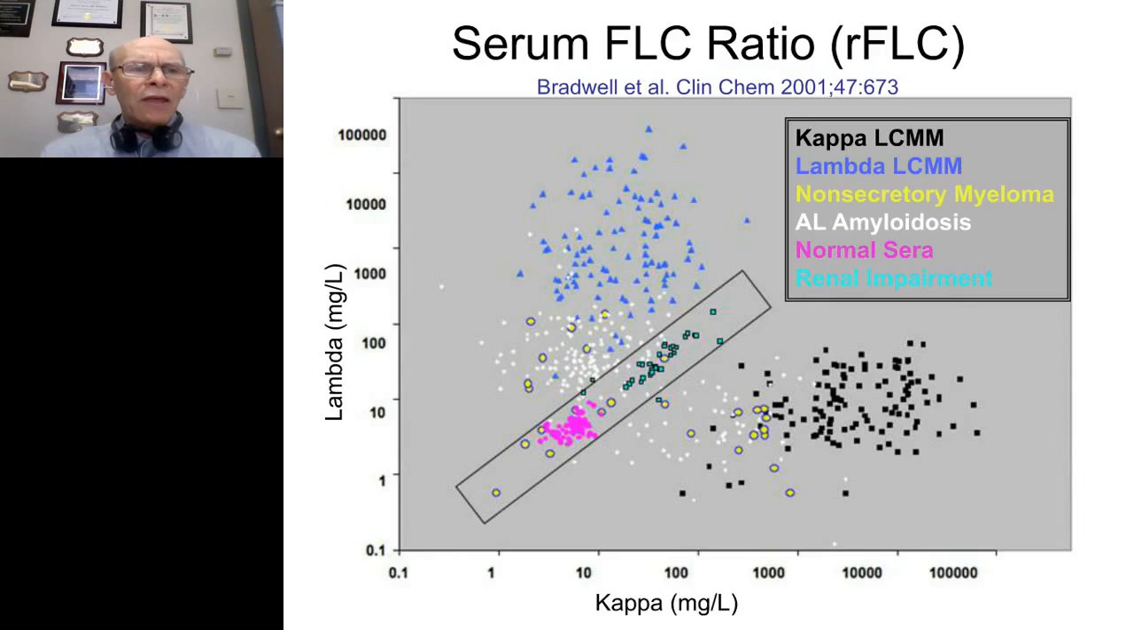Note the rectangular normal kappa to lambda ratio box placed around these samples. In contrast, patients who have free kappa myeloma have their results in the bottom right as black squares. None of these are in the normal range for kappa and lambda ratio. And those with free lambda myeloma have their results separate as blue triangles in the upper left.